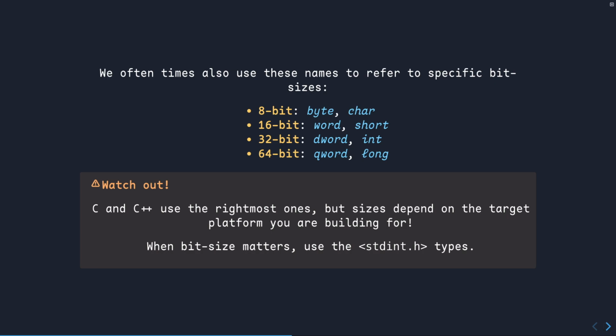In C and C++, those are not always going to refer to the same sizes. They are actually dependent on the platform you're building for. An integer can be anywhere from 16 bits up to 32 bits, and a long can be anywhere from 32 bits up to 64 bits. So if you are working with numbers where the size in bits matters, you want to use the standard library's stdint types, which are concrete in the number of bits they use.